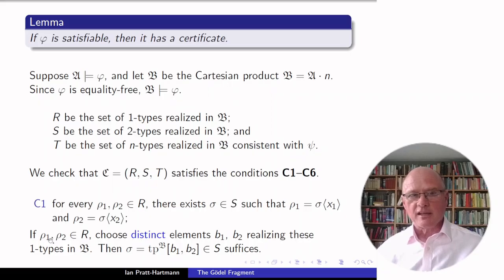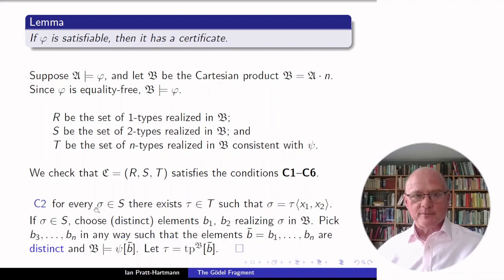Well, that's easy. If rho 1 and rho 2 are in R, then we can choose distinct elements, b1 and b2, realising these 1-types, distinct because we've got plenty of duplicates in B. So even if rho 1 equals rho 2, we can choose b1 and b2 distinct. Have a look at their 2-type, and there we are. The 2-type of b1, b2 will be realised in S, because that's the way R and S are defined, and so we have condition C1 holding.